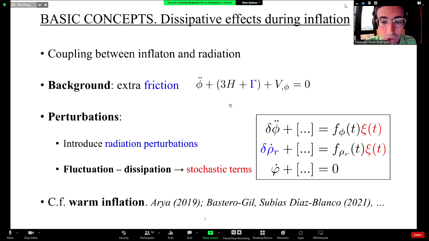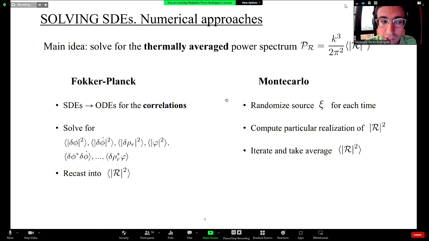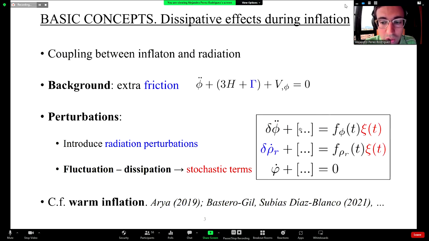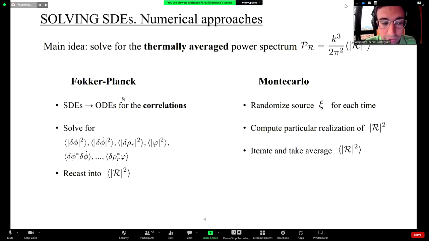In order to do so, we have explored two mutually consistent approaches. The Fokker-Planck approach, in which we convert a system of stochastic differential equations like this one into a system of ordinary differential equations, not for the perturbations, but for the correlations of the perturbations. And after solving them, we can recast them into this thermal average with which to compute the power spectrum.